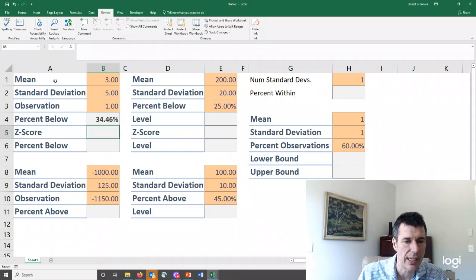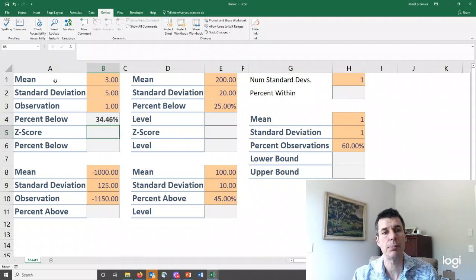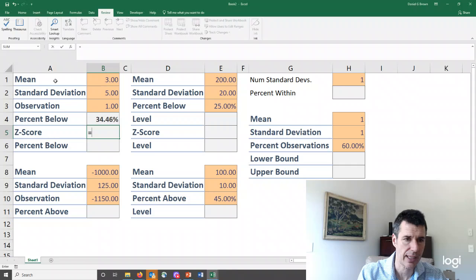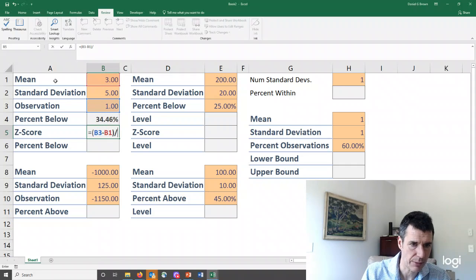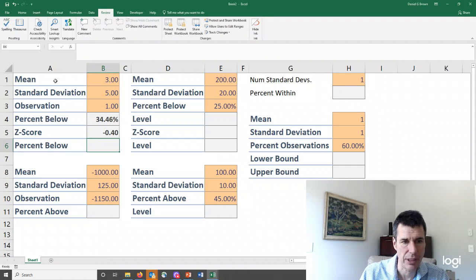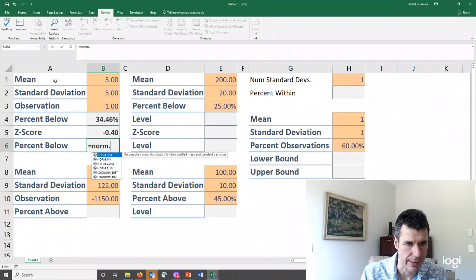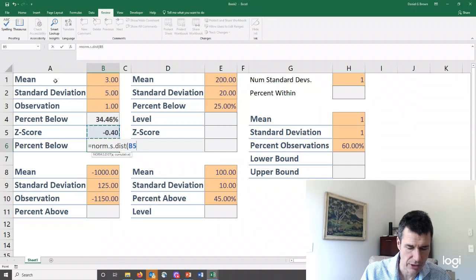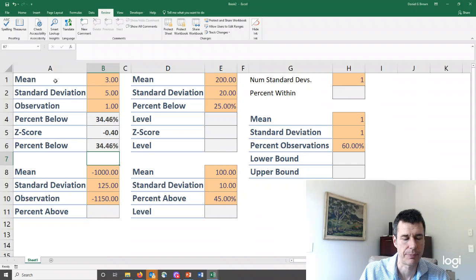Now, an alternative way to do this would be to compute the z-score. So that is our observation minus the mean divided by the standard deviation. How many standard deviations away from the mean are we? -0.4. And then we can type norm.s.dist of our z-score, and again true, and we should get exactly the same answer.